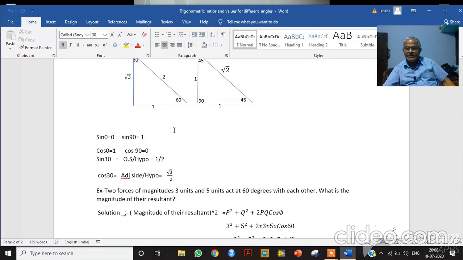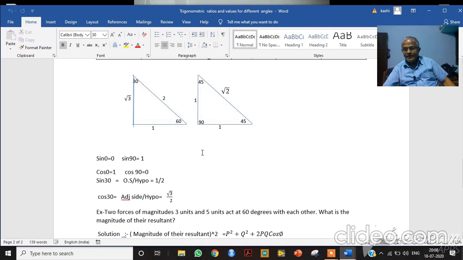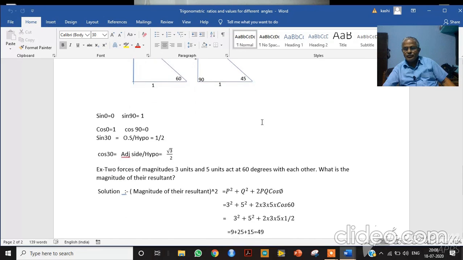Similarly you can find anything. If you want tan 30, what is tan? Opposite side by adjacent side. So tan 30 is 1 by root 3. So similarly you can find anything directly. You have to keep these two triangles in your mind. This will help you much. You have to remember these two also: sin 0 is 0 and sin 90 is 1. For cos values, cos 0 is 1 and cos 90 is 0.